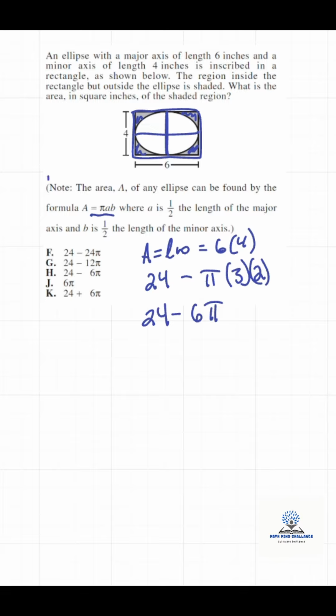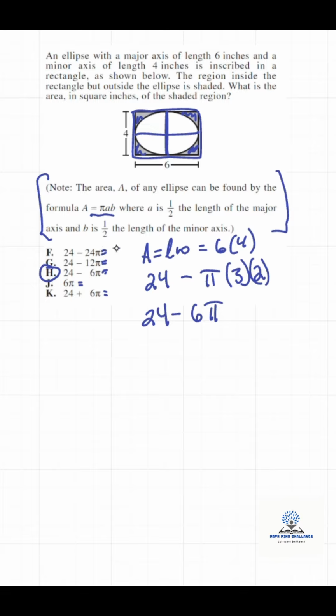This is kind of tough, this section right here. You don't need to know how to do that to get this question right, because you can estimate based on the picture. So looking at the picture, the shaded region is definitely less than half of the whole rectangle, and we know 24 is the area of the rectangle. Just go through and estimate each one of these.